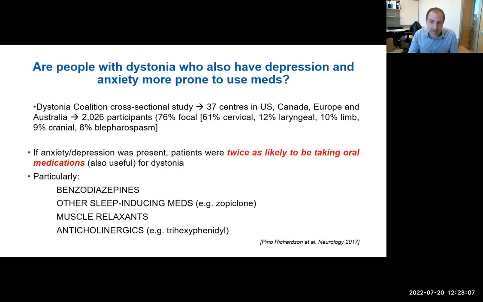in which it clearly appeared that if there was anxiety or depression present, patients were twice as likely to be taking oral medications, which are also useful for dystonia, at least some of them. And in particular, there was a tendency to overuse benzodiazepines and other sleep-inducing medications like zopiclone, but also muscle relaxants and even anticholinergics. And I'll touch on these medications at the end, the last few slides of my presentation.